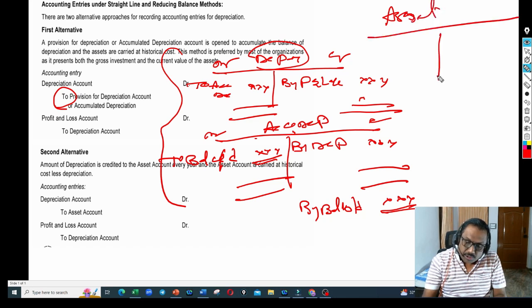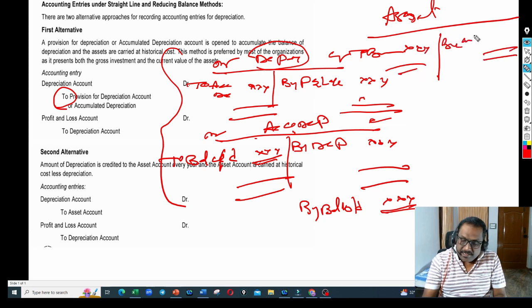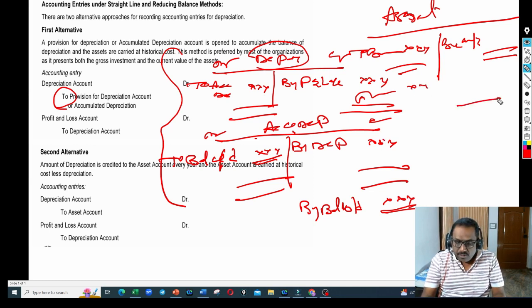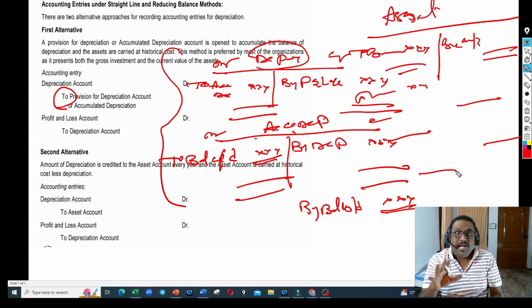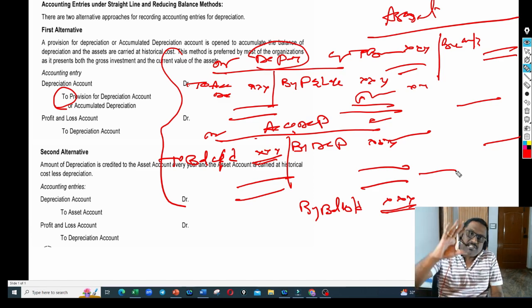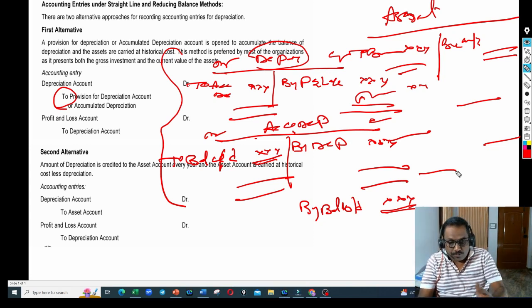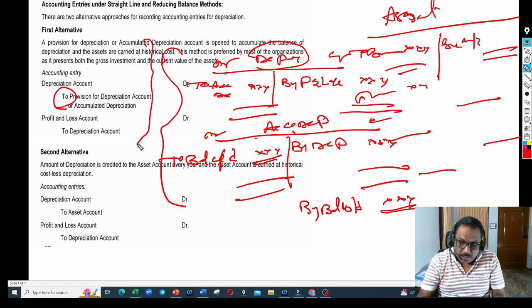The asset will be shown with the original cost, to bank account. Original cost, end of the year, by balance carried down, to balance brought down. Every year, by balance carried down, to balance brought down. This is how the asset account will be shown. That means the asset account will be shown with the original cost for every year. Till such time the useful life of the asset is over, the original cost of the asset will be shown at the same price. That is how this model works.